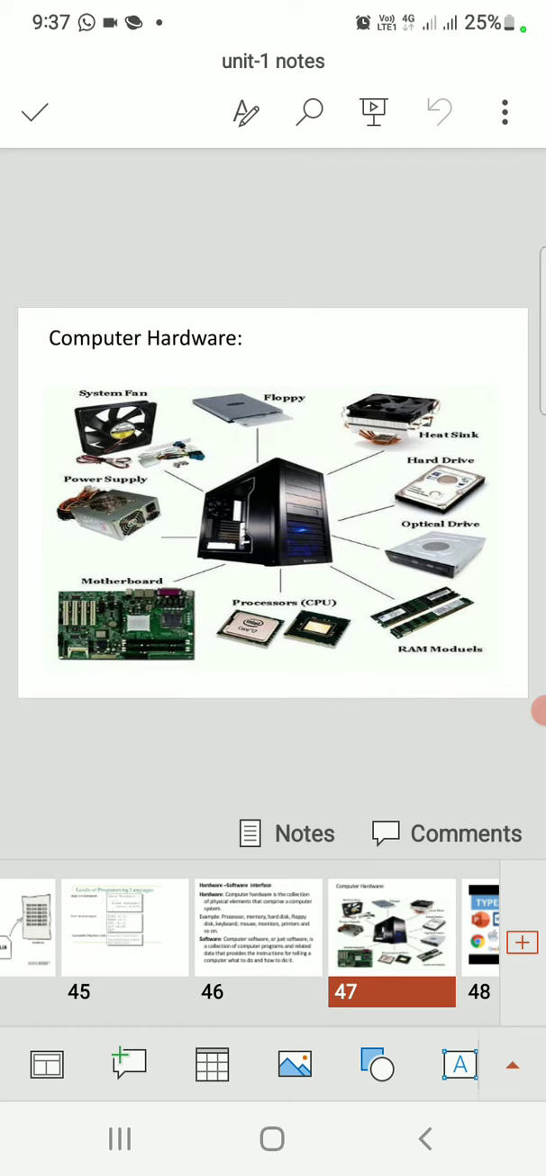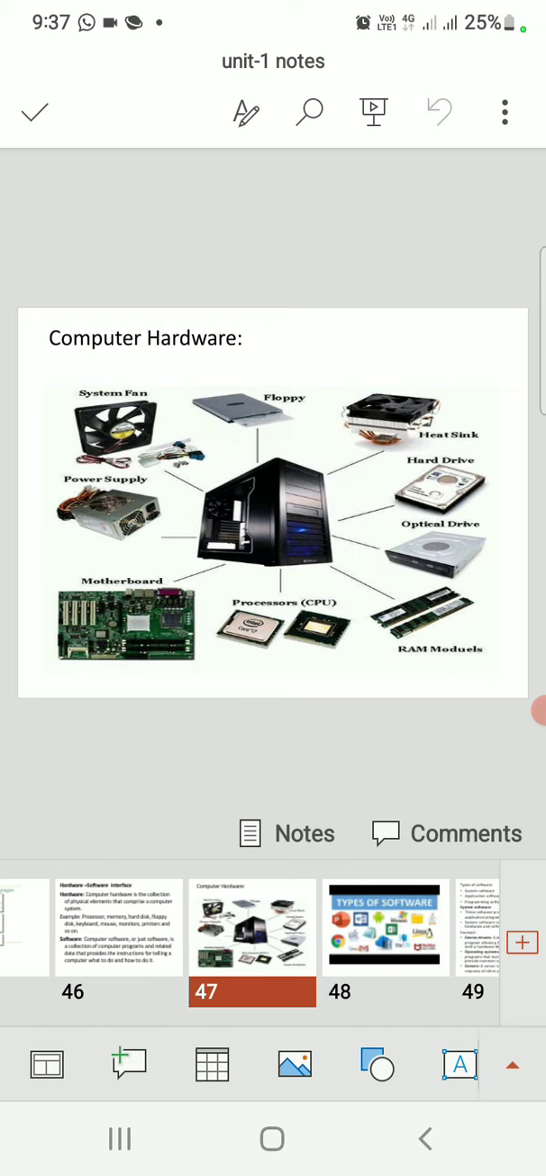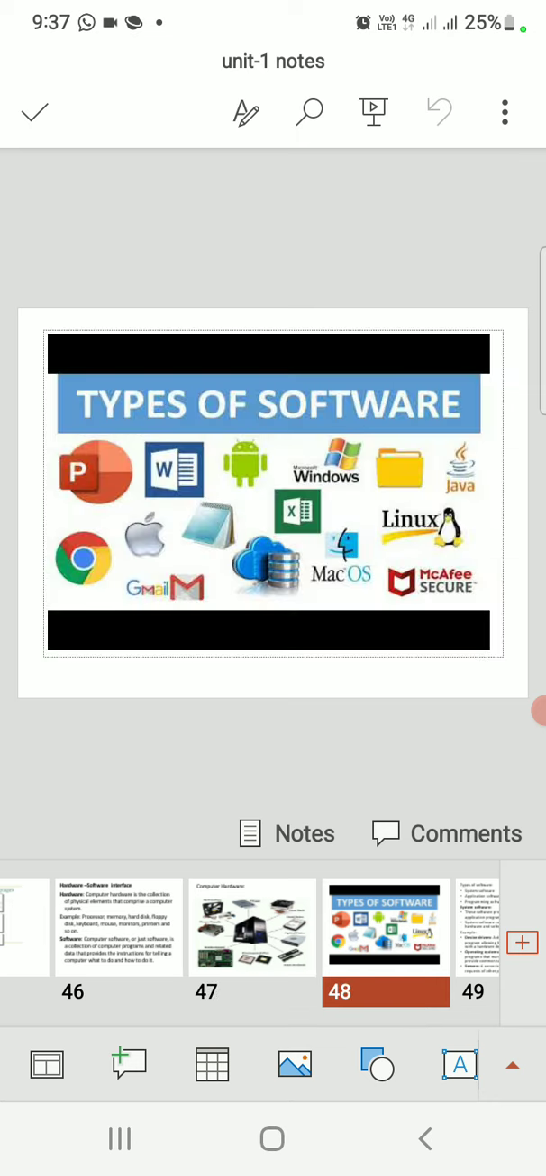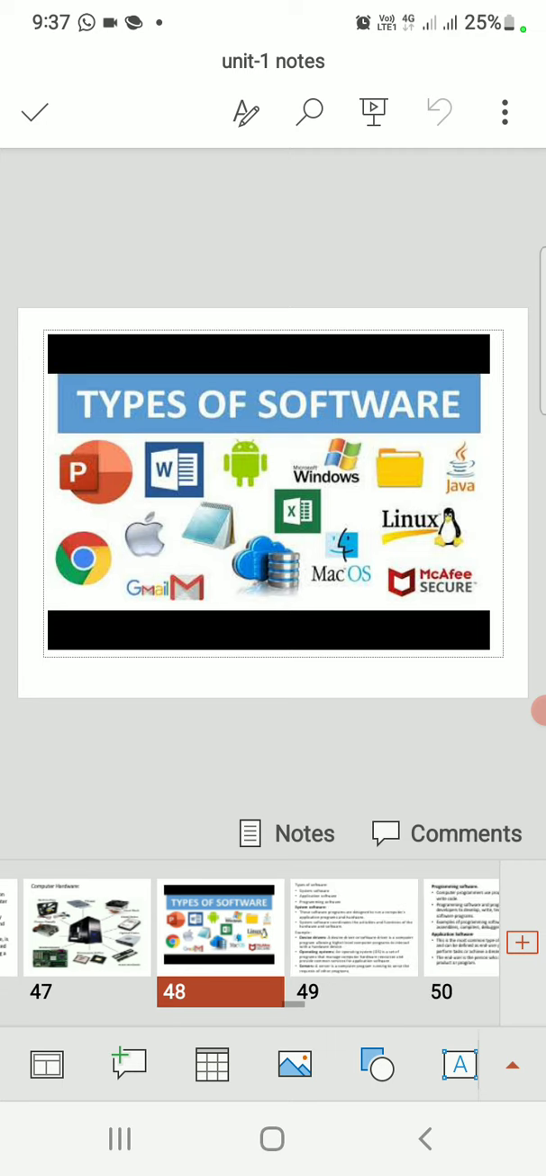These are the peripheral devices of hardware. First we have the system fan, floppy, hard disk, hard drive, optical disk, RAM, processor, motherboard and power supply. So next we go for this. Different types of software: Windows OS, Linux OS, Java and Mac OS. There are different types of software we are using.